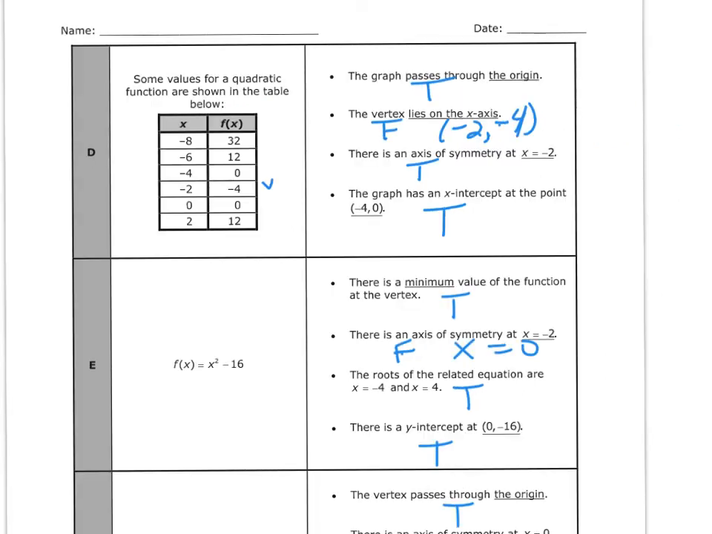Now looking at the last page, part D. First statement says the graph passes through the origin, and you can see right here that it goes through the origin. So that's true. The second one says the vertex lies on the x-axis. The vertex is right here at 2, -4, and that is not on the x-axis. So it's false. The next one, there's an axis of symmetry of x equals -2, and that's going to be true because the vertex is at -2, -4, and the x value of the vertex is also the axis of symmetry. And finally, the graph has an x-intercept at the point -4, 0, and that is one of them, as you can see right there.